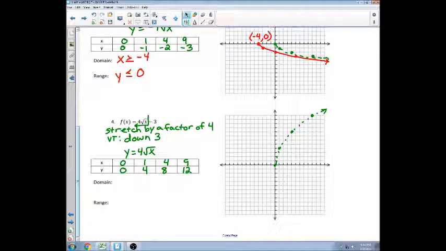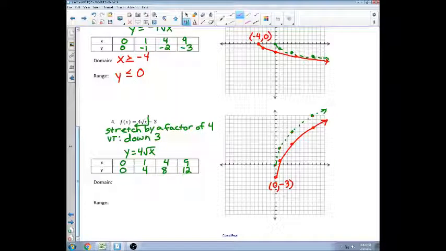Now I need to translate. Use my vertical translation, which is down 3. So I go from this point down 3, this point down 3, this point down 3, and this point down 3. All the red dots I can make a solid line out of. I need to figure out what the coordinates of my origin point are. In this case, that will be 0, -3.